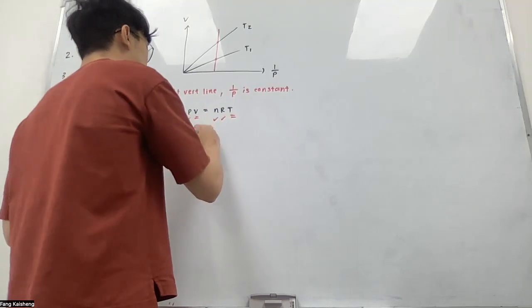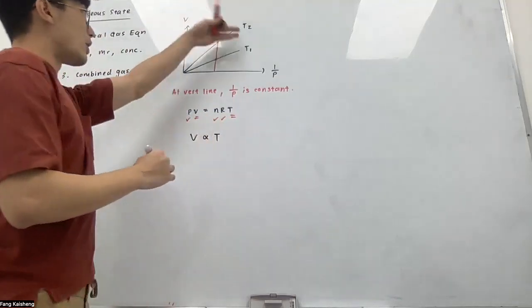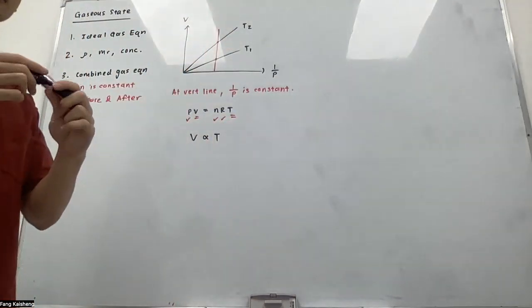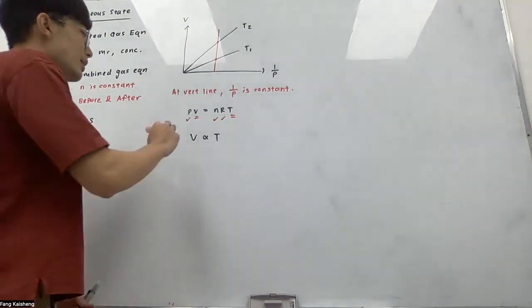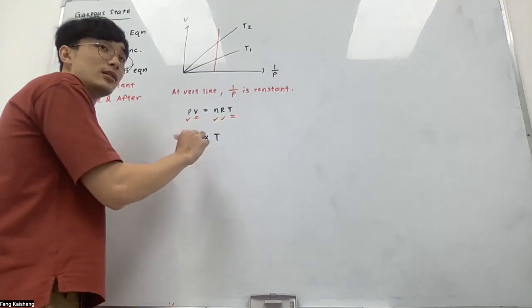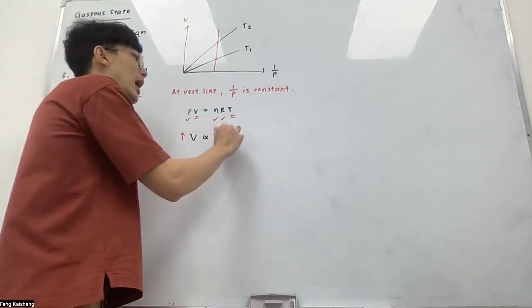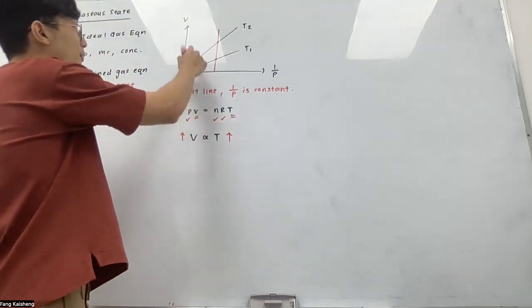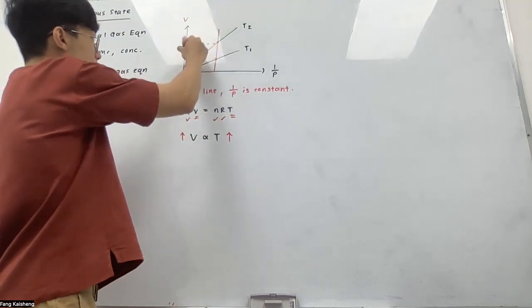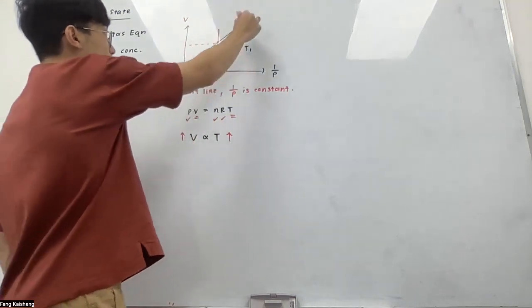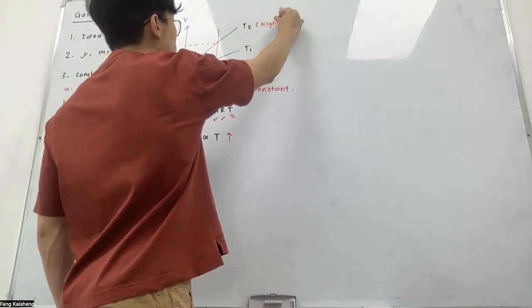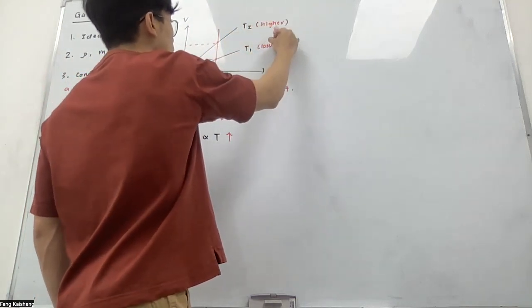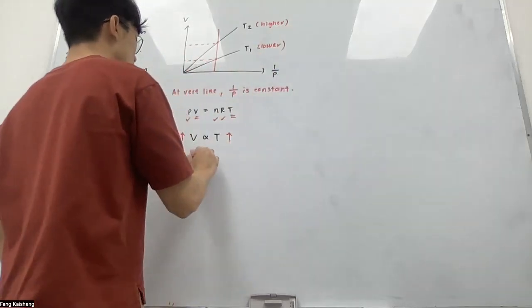So we have our relationship V proportional to T, which we have learned since the start of the topic. So guys, look at how we solve this question. The higher the V, the higher the T. So go back to the graph. The higher the V, see these 2 points, that means T2 must be higher. T1 lower. So the answer here is T2 over T1.